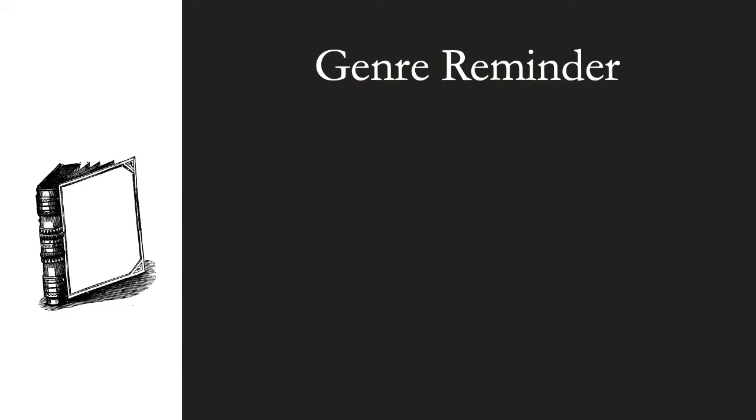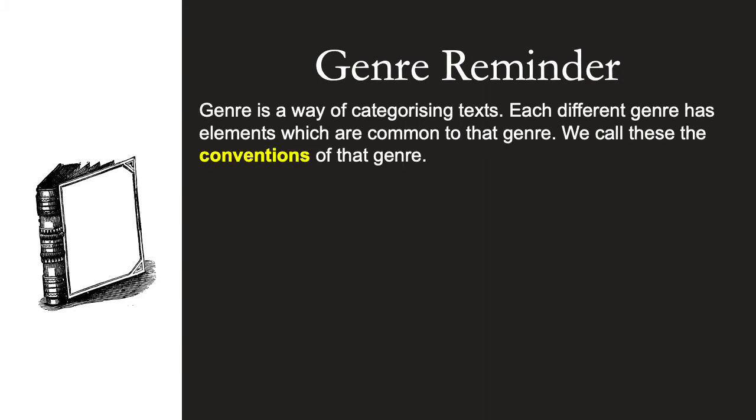Perfect. Now that we've finished our reading, we're just going to have a little bit of a reminder about genre, because that's what we're looking at this lesson. So remember, a genre is a way of categorising different texts. Each different genre has elements that are common to that genre, so things that you would expect to see in that kind of text. And we call these the conventions of the genre.